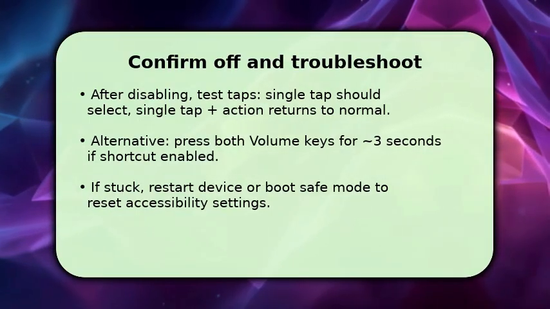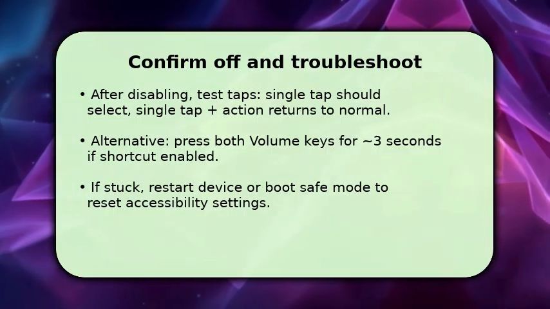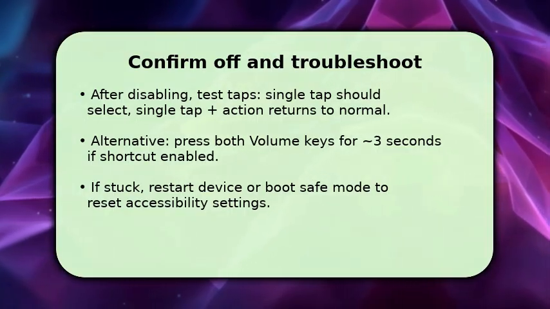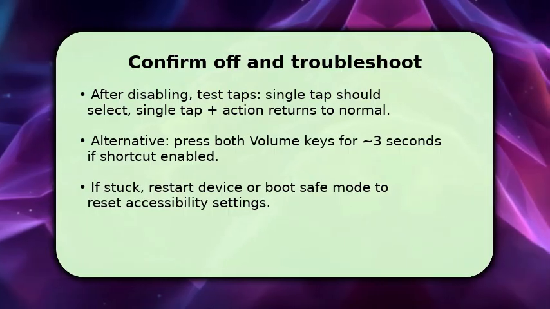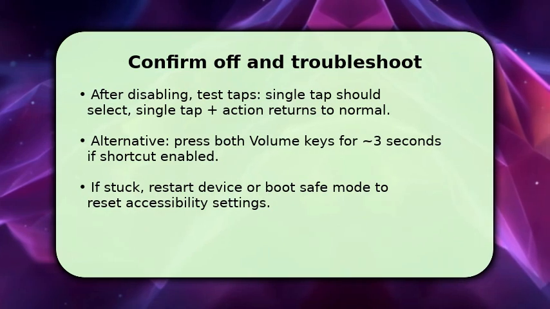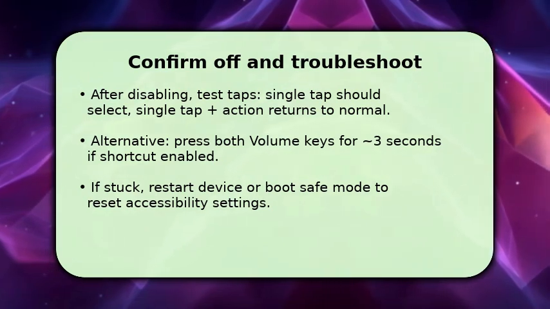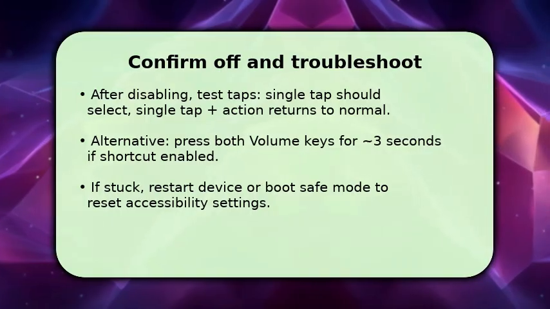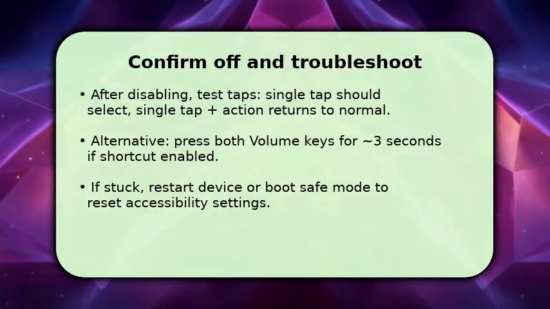If the phone remains in Talkback or gestures fail, restart the device. If that doesn't help, boot into safe mode to temporarily disable third-party interference or connect to MIUI recovery to backup data before a factory reset. This troubleshooting keeps your data safe while restoring normal input.